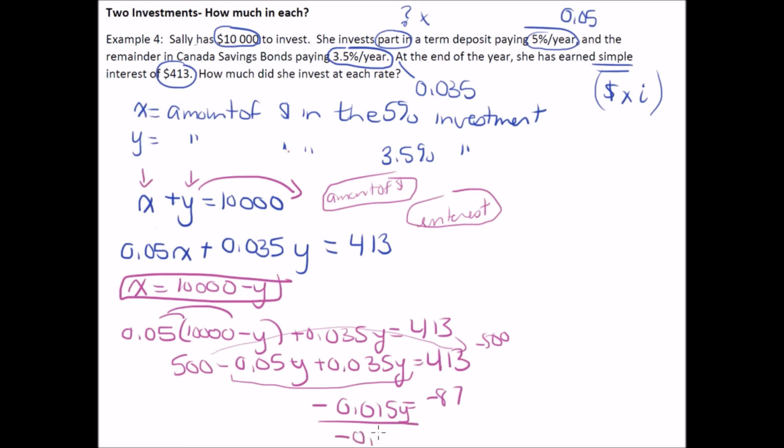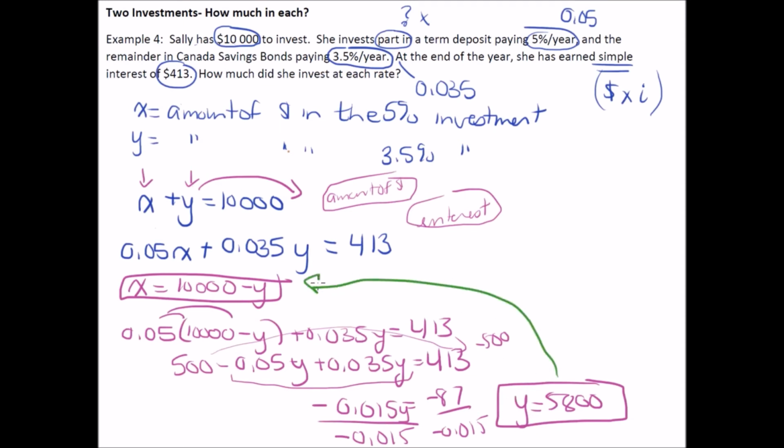Okay, divide both sides by negative 0.015, and I get Y equals 5,800. Okay, so in the second investment, that Canada Savings Bond, Sally invested the 5,800. Now let's sub that back into X. X equals $10,000 minus the 5,800 that she put into the Canada Savings Bond, and we get 4,200.